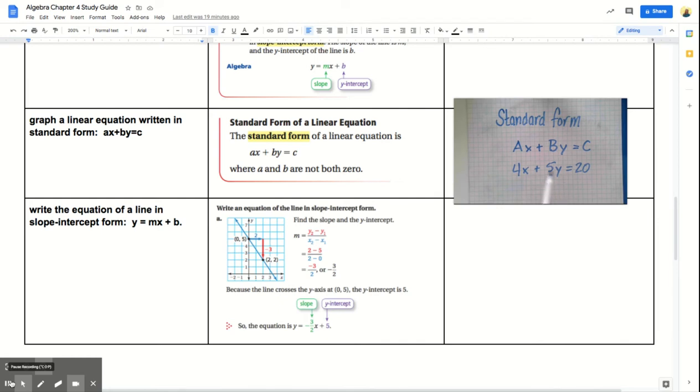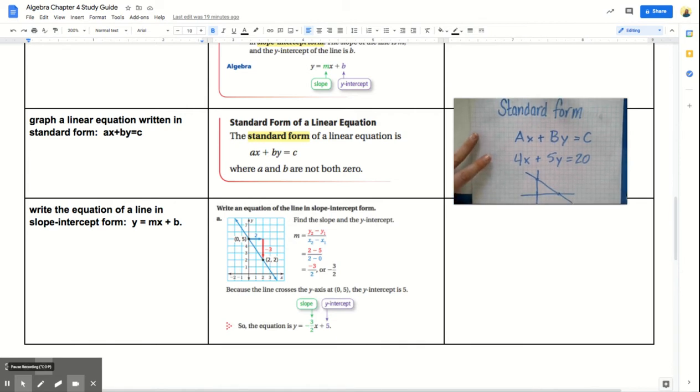Okay, standard form is a really great form for helping us figure out where a line crosses the x-axis and where it crosses the y-axis. So you find those intercepts and then you're able to graph that line pretty easy peasy. So let me remind you that when you're finding your y-intercept, x is 0. When you're finding your x-intercept, y is 0. Okay, a little bit counterintuitive.